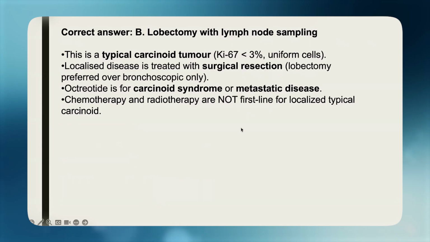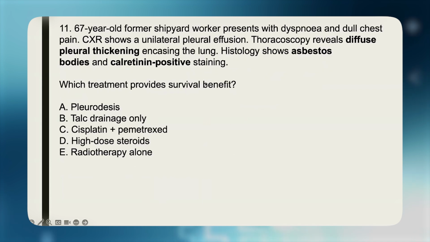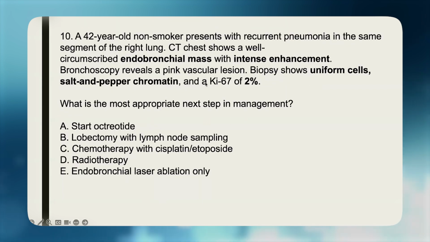Okay, treatment is always curative, treatment is always surgical. Okay, so what are the options here? Start octreotide? No, this is for metastasis or when the carcinoid syndrome is present. We have no clue here that he has diarrhea, loose motions, or respiratory issues. So octreotide can be an option if those symptoms are given. Lobectomy with lymph node sampling is the best one.